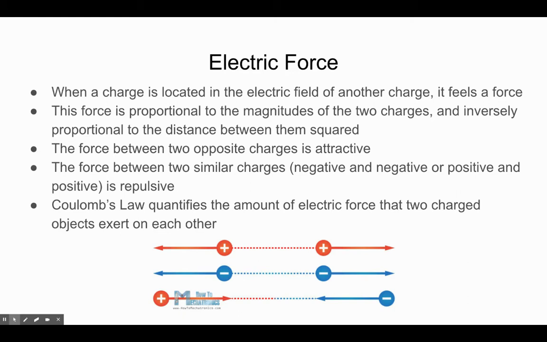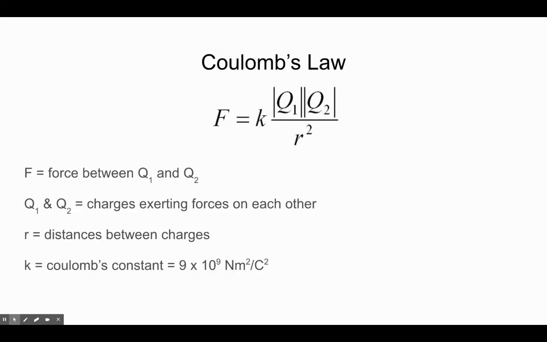Now, Coulomb's law is what quantifies the amount of electric force that two charged objects exert on one another. So it is giving us a way to actually calculate the amount of force. This is the equation for Coulomb's law. Force is equal to k Q1 times Q2 over r squared. Again, you've seen an equation very similar to this. And this k right here is a constant. It can also be part of the numerator, so you can see this just as kQQ over r squared.